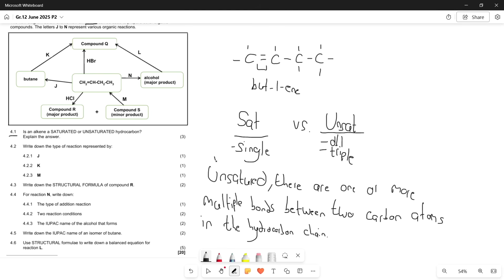Great. So 1 mark for unsaturated, and then 2 marks for this over here, with 1 or more multiple bonds between 2 carbon atoms in the hydrocarbon chain. Okay, and they're always trying to squeeze some sort of definition into the first question of each of these sections, even if they don't phrase it as write the definition of unsaturated or saturated, for example. So this just earned us 3 marks.